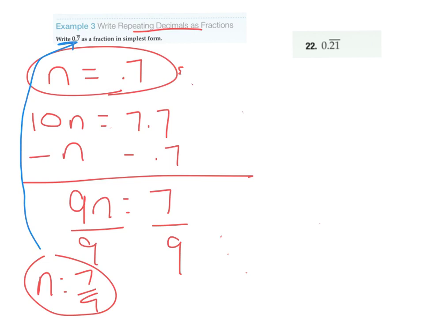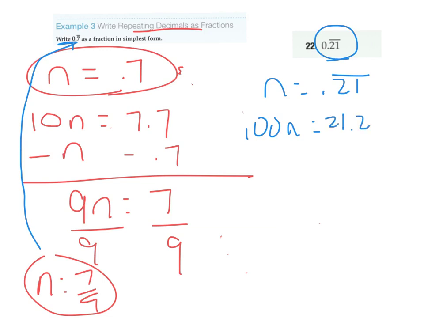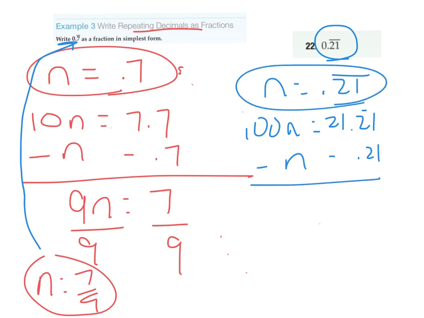Now let's do the same thing with this repeating. So I'm going to make n equal the 0.21 that repeats. And so what I'm going to do is multiply now by 100, because there's 2 decimal places, so now I get 21.21 repeating. And now I'm going to subtract out n, and I'm going to subtract out the 0.21 repeating, which is exactly what we started with.